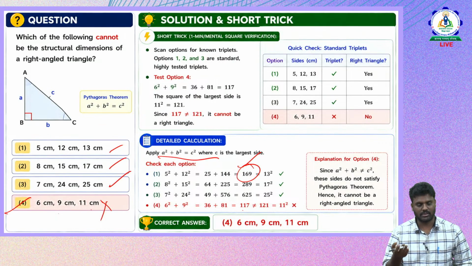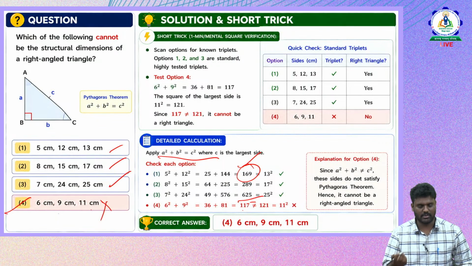Okay, now option 3. 7 square is nothing but 49, and 24 square is nothing but 576. If we add 49 and 576, it will become 625. And if you do 25 square, again it will become 625, where the condition is satisfying. 625 is equal to 625, Pythagoras triplet.